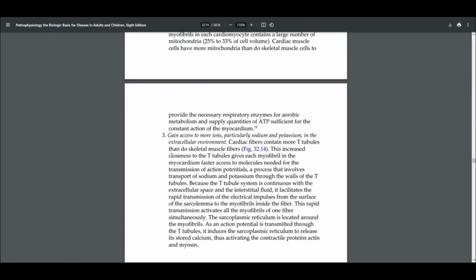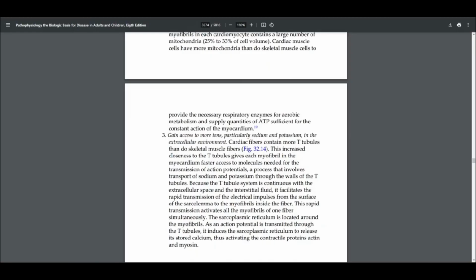Because the T-tubule system is continuous with the extracellular space and the interstitial fluid, it facilitates the rapid transmission of the electrical impulses from the surface of the sarcolemma to the myofibrils inside the fiber. This rapid transmission activates all of the myofibrils of one fiber simultaneously.